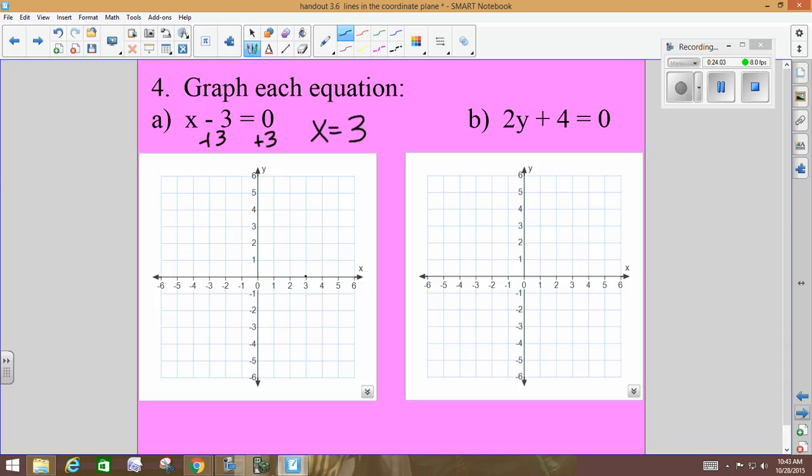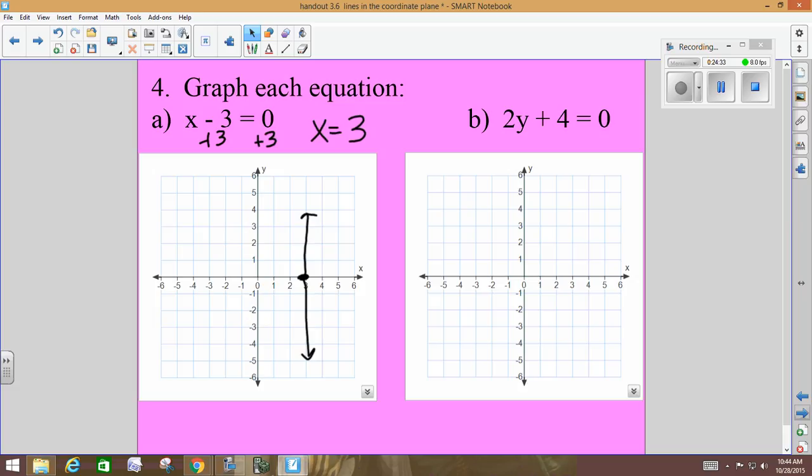Well, that would be this point here, 3 on the x-axis. But it's supposed to be a line. Good, it's a vertical line that goes through this point. The equation here says x equals 3. That means x must always have a value of 3. And on this vertical line, it does. The y value doesn't matter, but your x value is always 3. Vertical line.